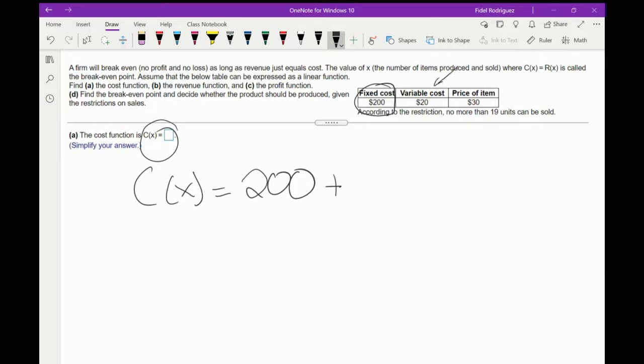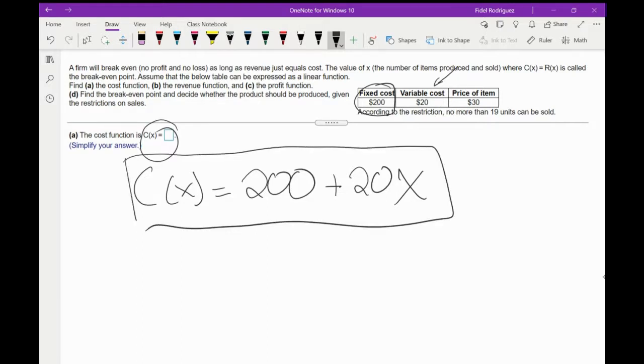The variable cost says for every pair of headphones or every radio or every taco, whatever it is, we're going to have to spend $20 to make each one of those. So we're going to put 20 times however many radios or headphones or whatever we're selling. So this here would be my cost function. The fixed cost is always going to be there, and then the variable cost says take that number and multiply it by the number of whatever we're making. Okay. So here's my answer for part A.